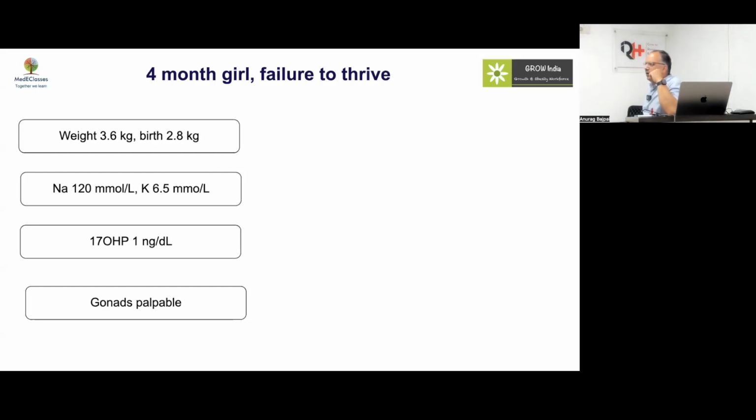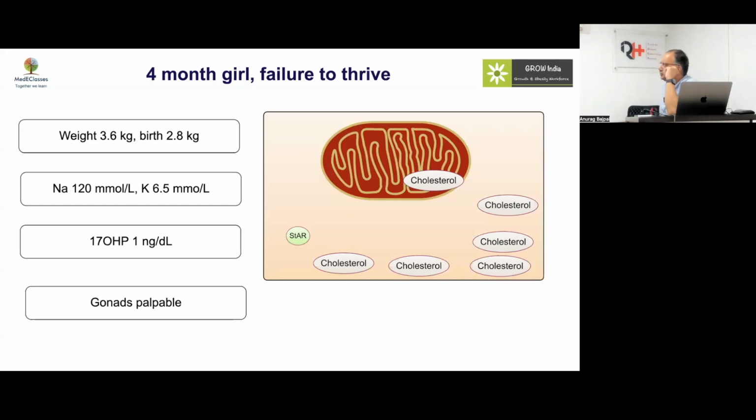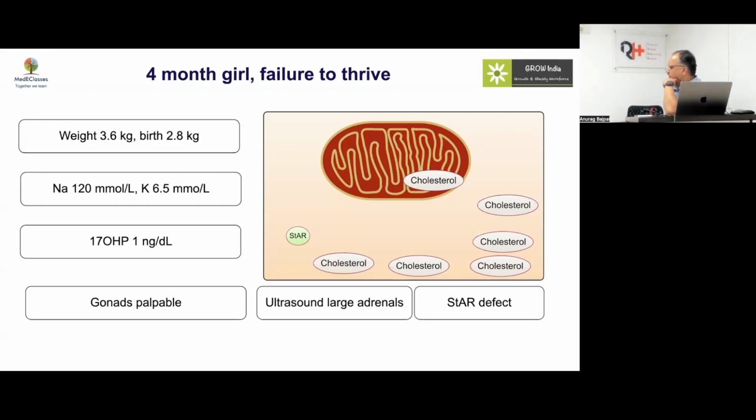Can this be 3 beta HSD? Not that much low. There could be DSD, but not complete reversal, and your 17 OHP will be much higher in that scenario. So here the 17 OHP is low, and this is the classical case of STAR defect. Ultrasound showed large adrenals, and this was suggestive of a STAR defect.